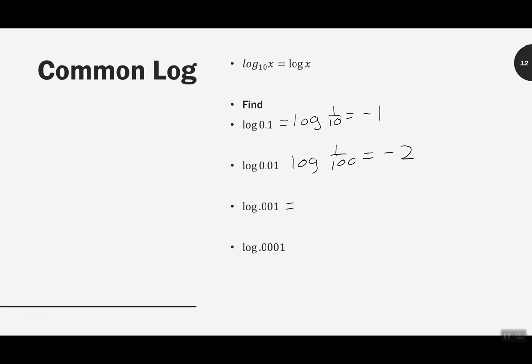At any point, if you want to grab your calculator, and I think you should just try these out, you can see that the log of 0.001 will give me negative 3, and the log of 0.0001 is going to give me negative 4.